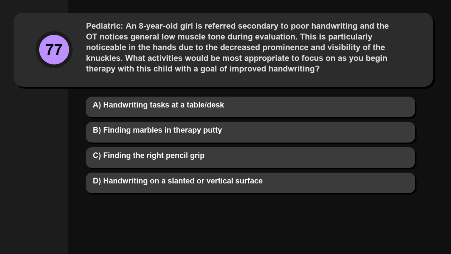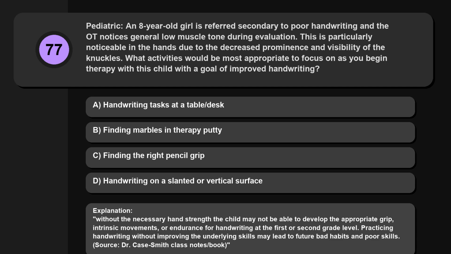Question 77. Pediatric. An 8-year-old girl is referred secondary to poor handwriting and the OT notices general low muscle tone during evaluation. This is particularly noticeable in the hands due to the decreased prominence and visibility of the knuckles. What activities would be most appropriate to focus on as you begin therapy with this child with a goal of improved handwriting? Option A, handwriting tasks at a table/desk. Option B, finding marbles and therapy putty. Option C, finding the right pencil grip. Option D, handwriting on a slanted or vertical surface. The correct answer is option B.